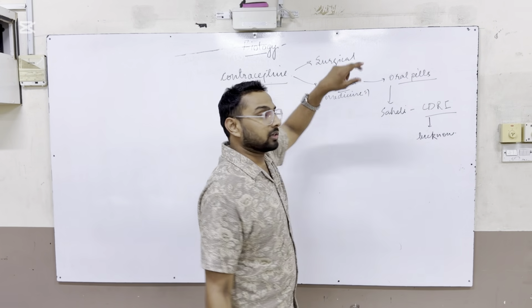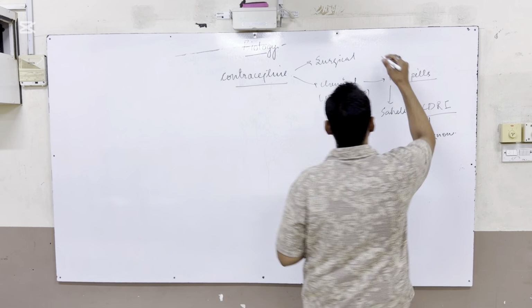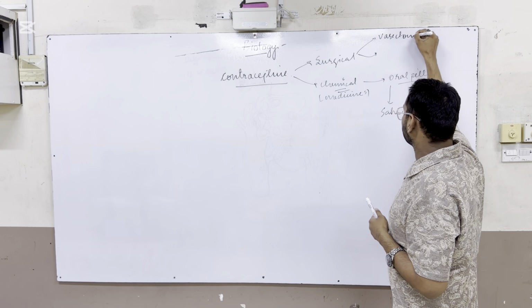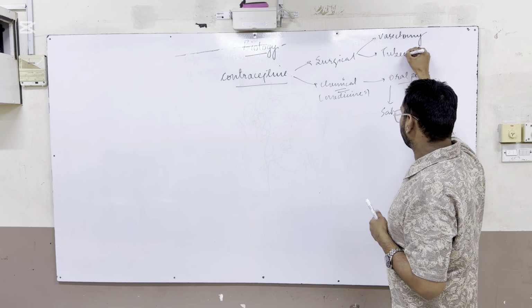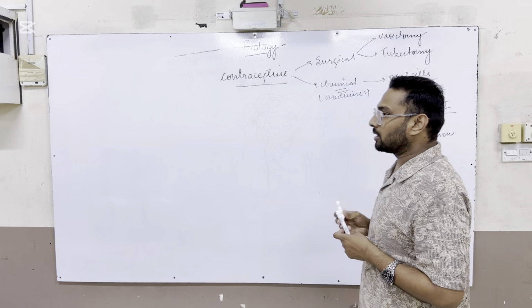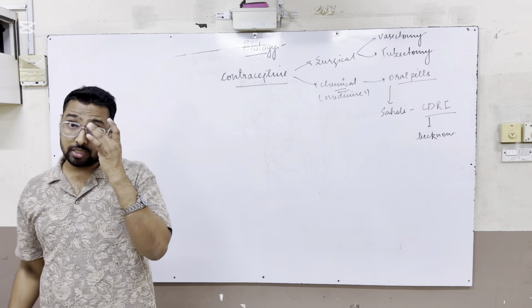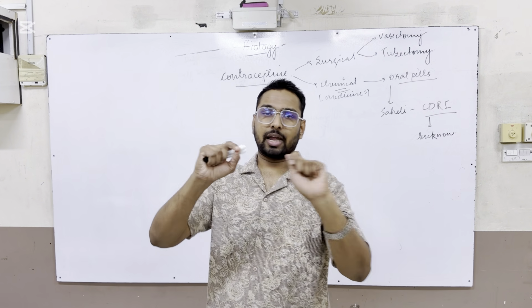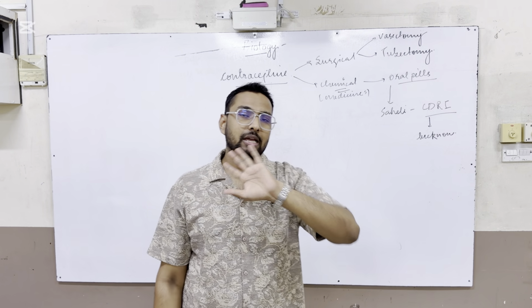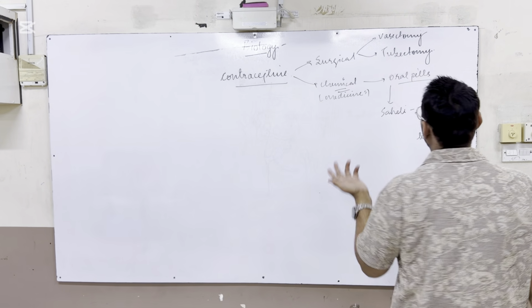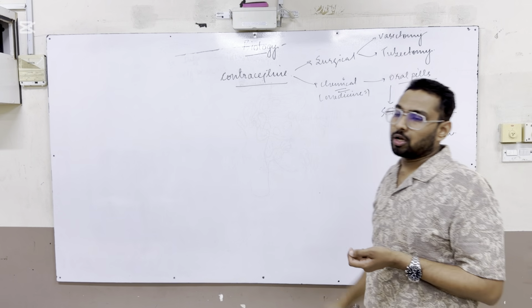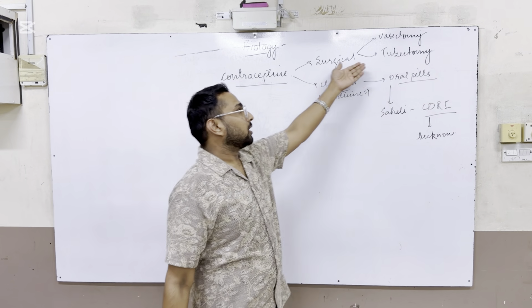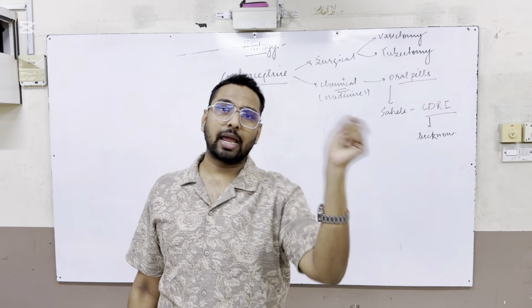Coming to the surgical method, there are two types of surgical methods as contraceptives. One is vasectomy, another one is tubectomy. In Hindi, the most famous word for this is nasbandi. In vasectomy, the vas deferens is cut and tied up so that the passage for sperm is not available anymore. Tubectomy is done for the fallopian tube. The fallopian tube is cut and tied, so it stops the passage for the egg.